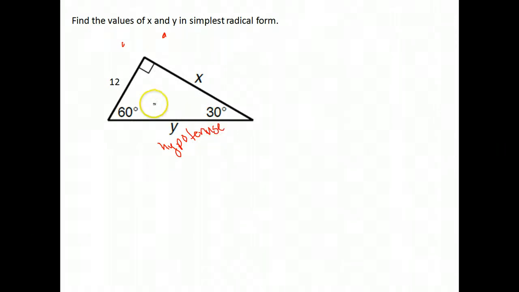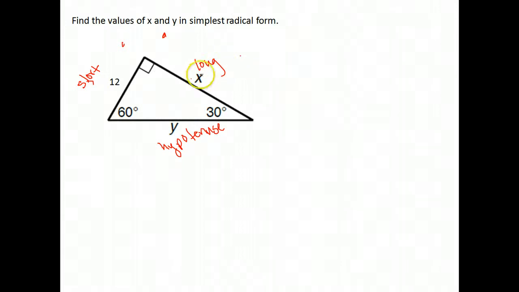Okay, the short leg is the one that both looks shorter and is across from the 30-degree angle, and then the long leg is the longest one across from the 60-degree angle. Okay, we're supposed to find the short leg first, but notice the short leg is the one we know, so we found it. It's 12. Easy peasy.